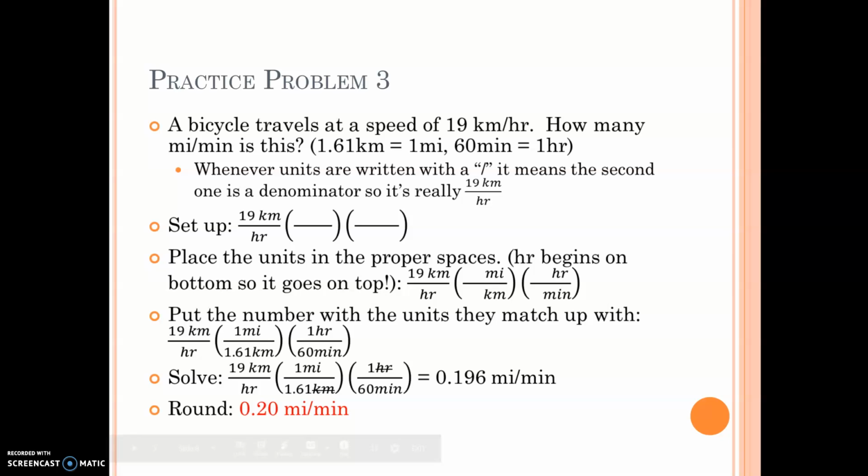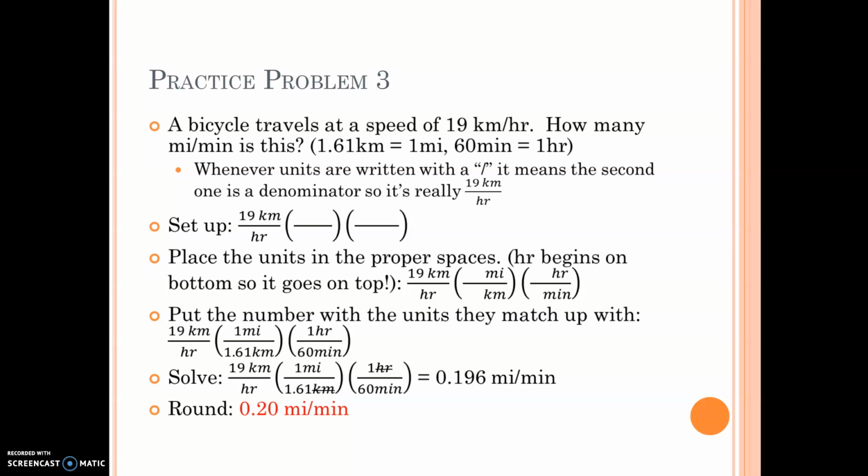Very well, our practice problem number 3. A bicycle travels at a speed of 19 kilometers an hour. How many miles per minute is this? And then it gives us our 2 conversion factors that we need. 1.61 kilometers is equal to 1 mile, and 60 minutes is equal to 1 hour. Whenever units are written with a slash, it means the second one is the denominator. So what we're really saying is 19 kilometers per hour.